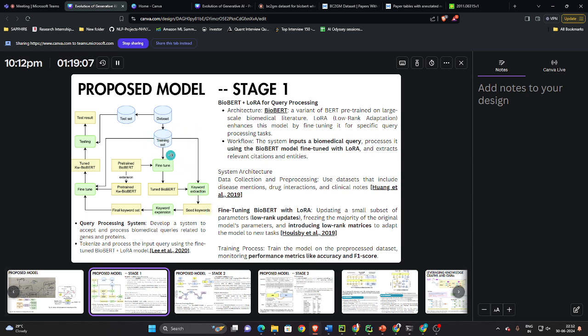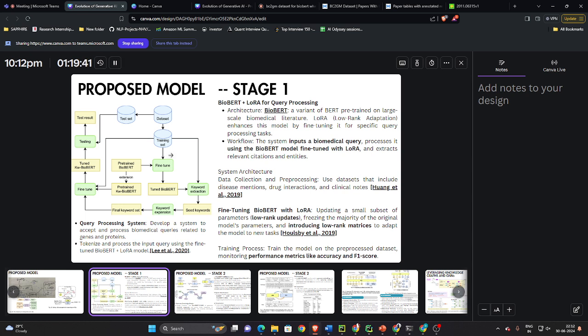Hold on. The training goes to two different places: fine tune and keyword extraction. And what is the goal of this here? This workflow tests results. We fine tune BioBert over a specific subset of our literature to produce a higher accuracy and the specific results that we need.